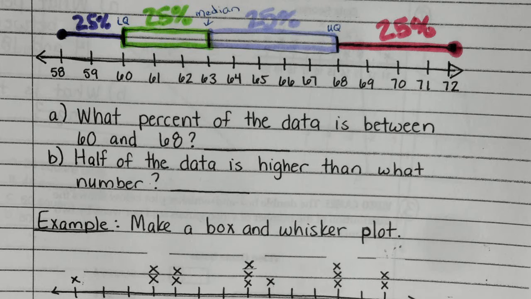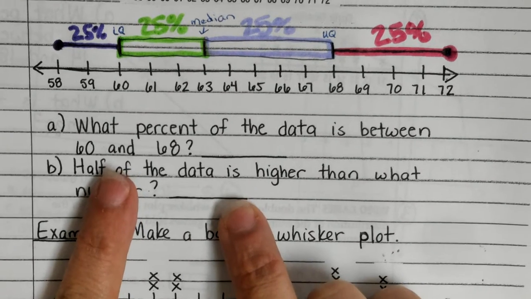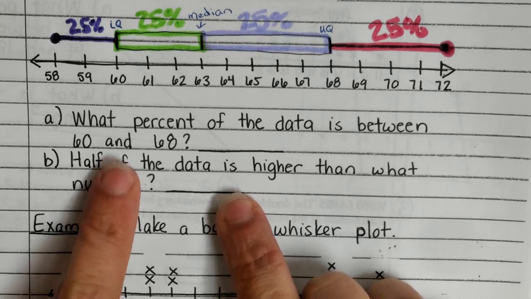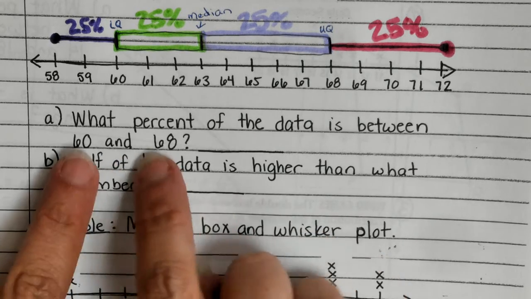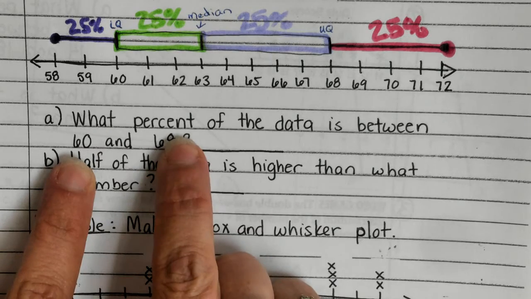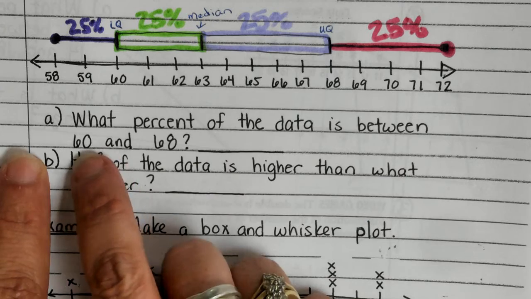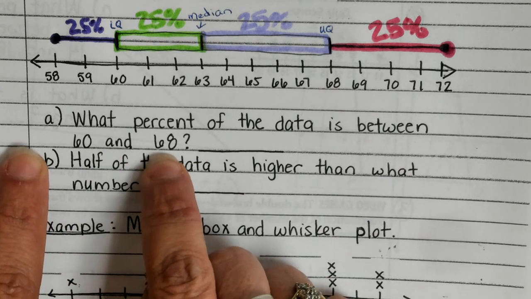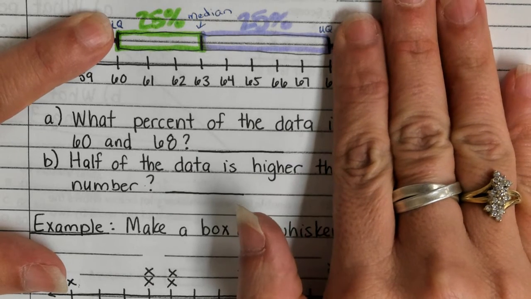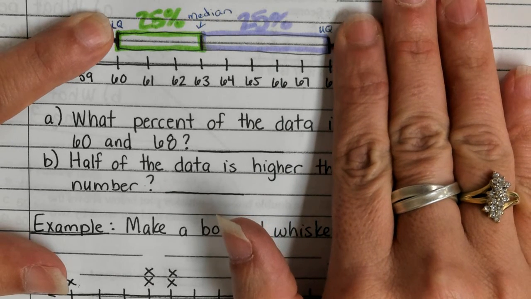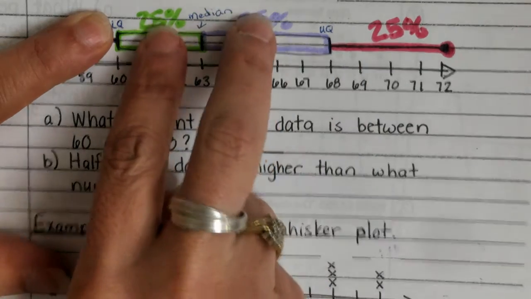Okay. So now they're going to ask you all different kinds of questions. Look at letter A. What percent of the data is between 60 and 68? If I cover this up, there's my 60, there's my 68. How much percentage is it? 50%. But you're seeing it because I drew it on there.